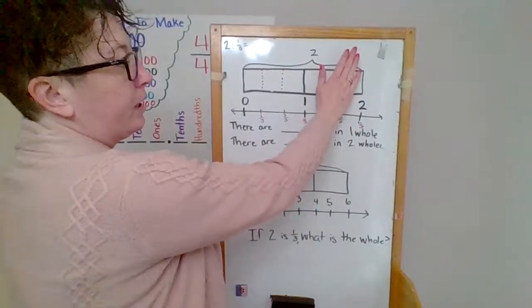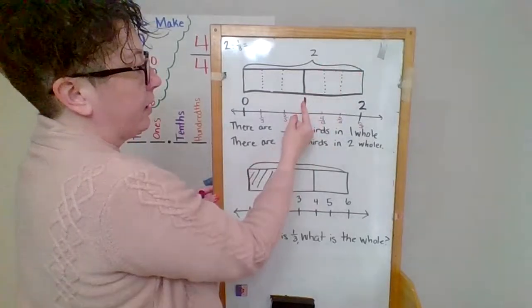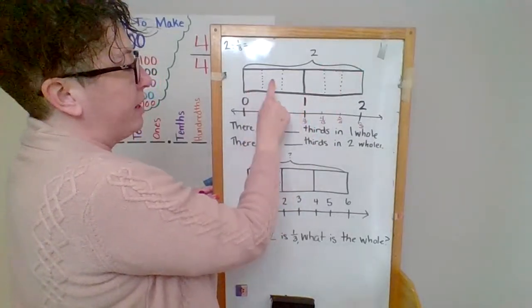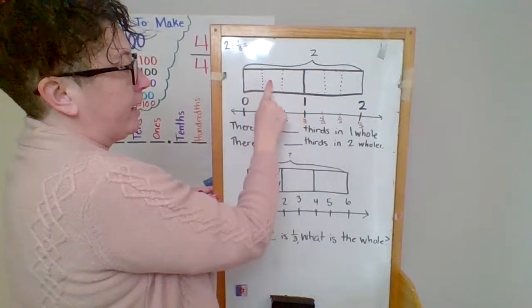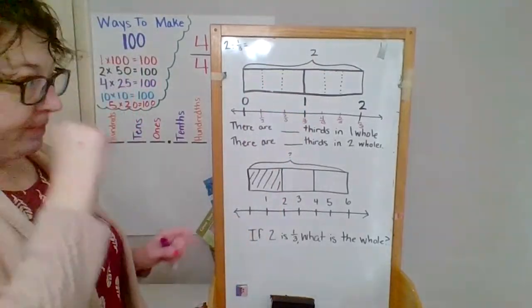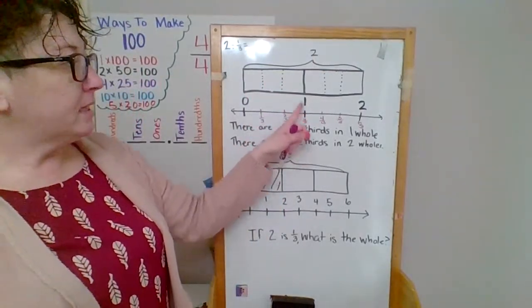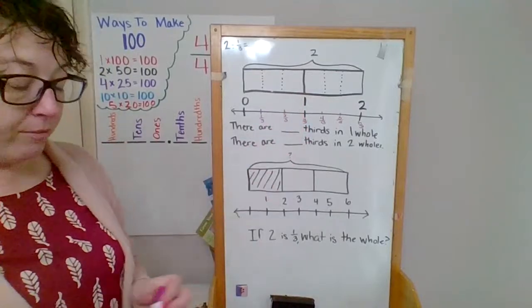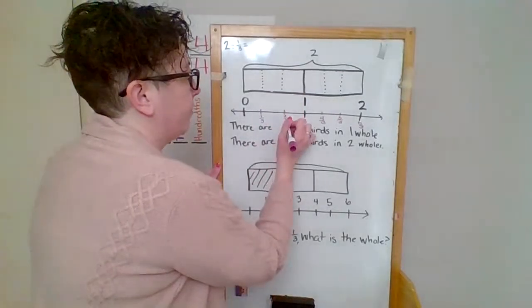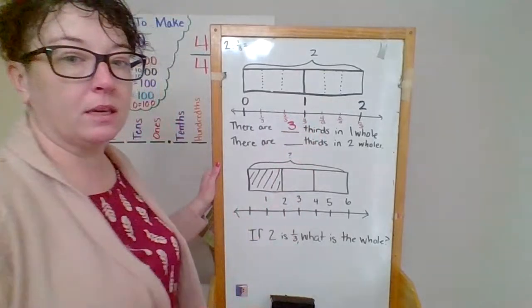Okay. So if I'm looking at the prompts here, there are blank thirds in 1 whole. So if I were to ignore this second whole and just look at from 0 to 1, how many thirds are there? So I can count the parts in the diagram. I can also look on my number line and see that in 1 whole I had 3/3. So there are 3 thirds in 1 whole.